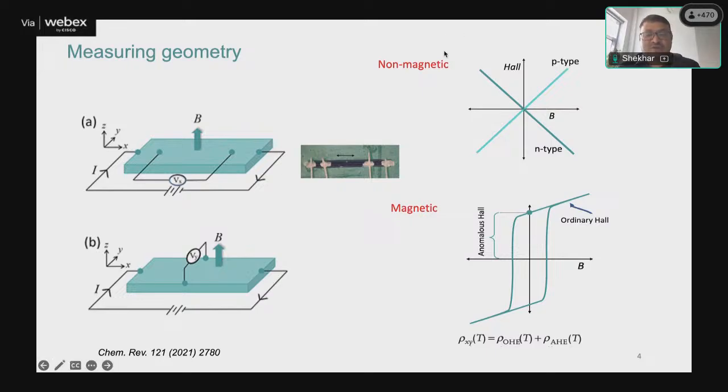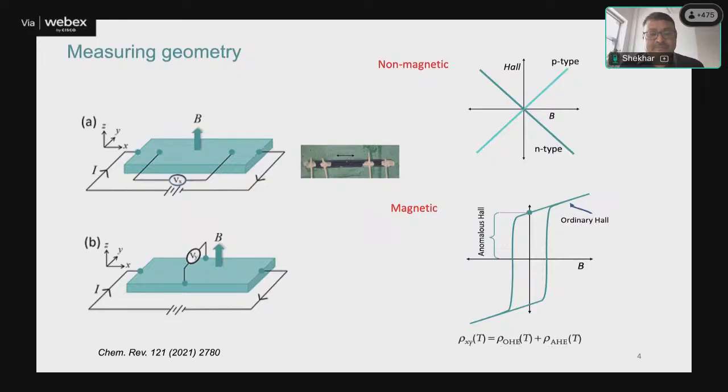When the sample is non-magnetic, we expect a linear Hall, like in the first figure. When the sample is magnetic, we don't expect a linear Hall. We expect a non-linear Hall, which is composed of two terms. One is ordinary, which is linear. The other is anomalous. In high field, we expect the ordinary Hall, which we call linear Hall.